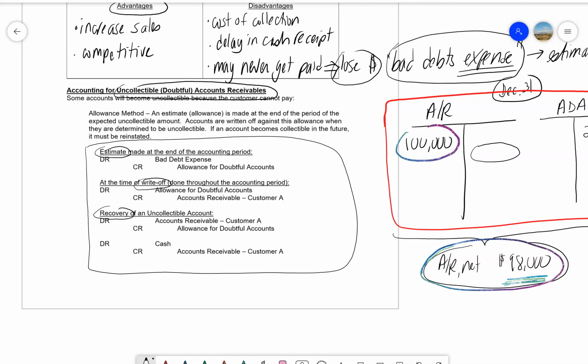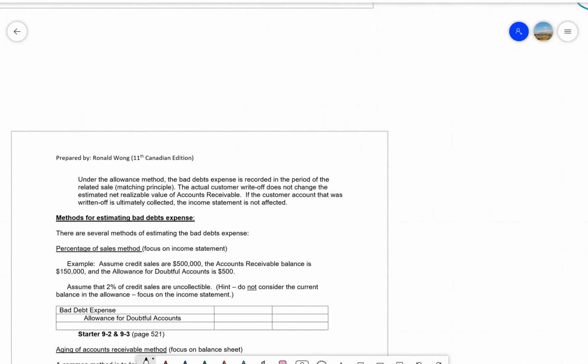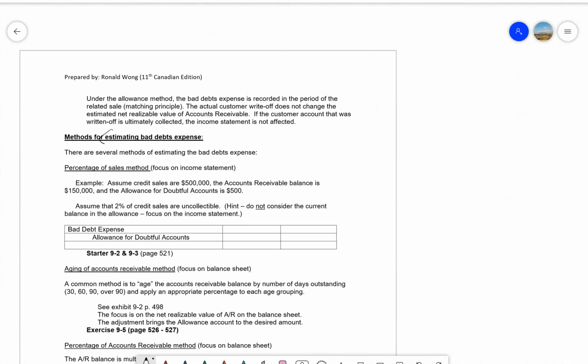So just keep this in mind as we go through chapter 9. This summary on the bottom of page 1 is a good summary of the new types of journal entries that we're going to be doing in Chapter 9. So let's move on to page 2 and talk about how we can estimate our bad debts expense. Remember, we said that at the end of the accounting period, when we're doing our adjusting journal entries, we have to estimate our bad debts expense. Now, one of the methods is called the percentage of sales method.